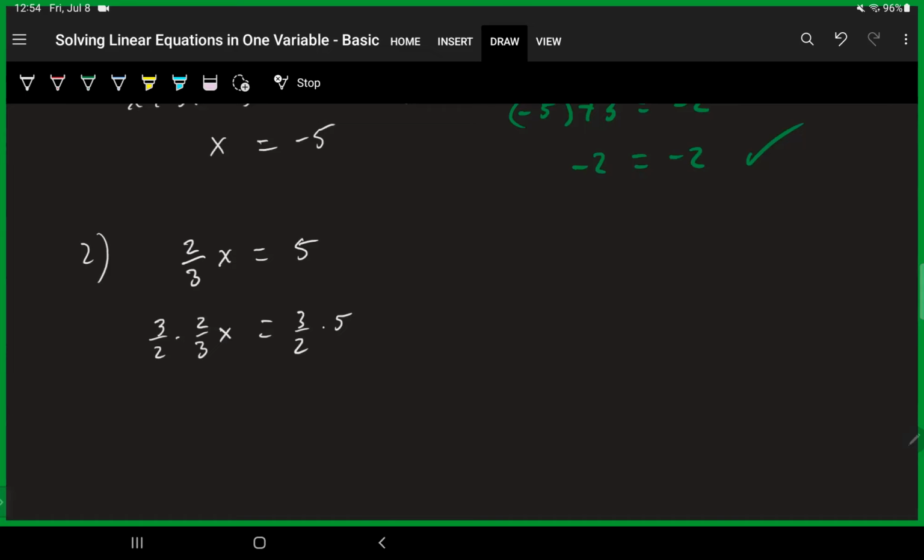And if you need to, you can always put the 5/1 to remind yourself that you're multiplying fractions there. 2/3 and 3/2, the reciprocal, gives me 1. So I get x. And then 3 times 5 is 15, and 2 times 1 is 2. So x is 15/2.